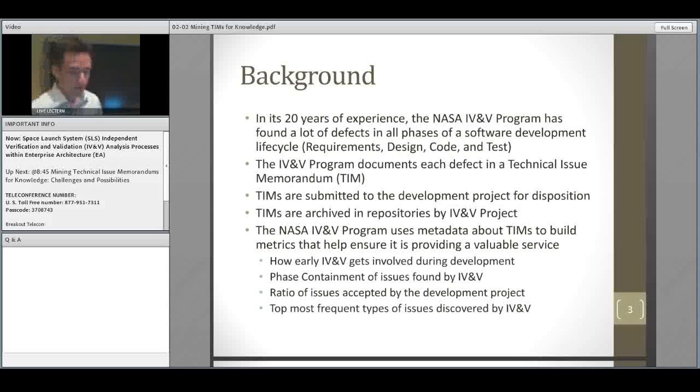So a little bit of background. The IV&V program has been around for 20 years now, and through its history has found a significant amount of defects in software development, all phases of software development. When we communicate these defects to the developer, we do that using a document called a technical issue memorandum.